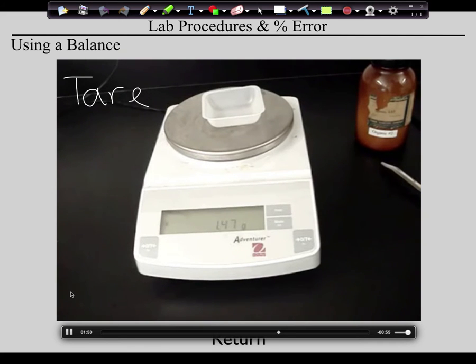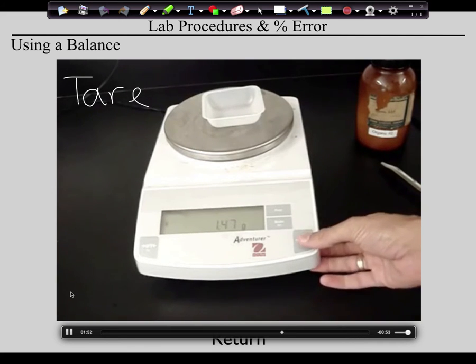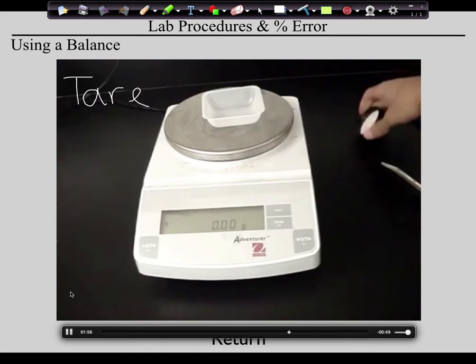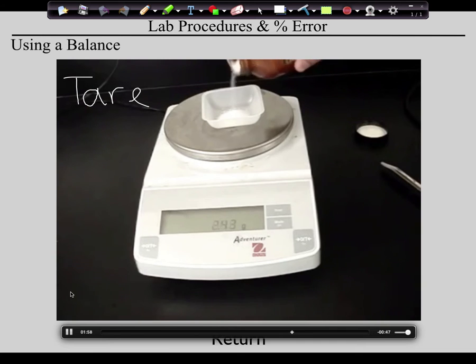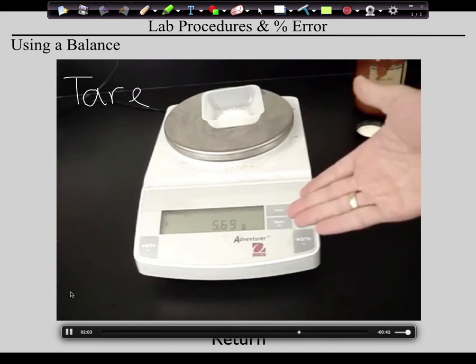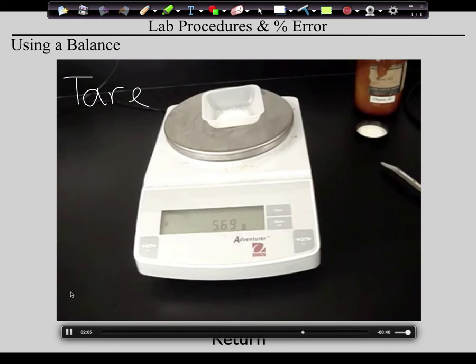If I add the sugar to it, that'll be the mass of the sugar and the weighing dish. But I don't want the weighing dish, so I can hit the tare button. That'll subtract the weighing dish. And now I can pour the sugar in. And the mass that it's giving me now, 5.69 grams, is simply the mass of the sugar.